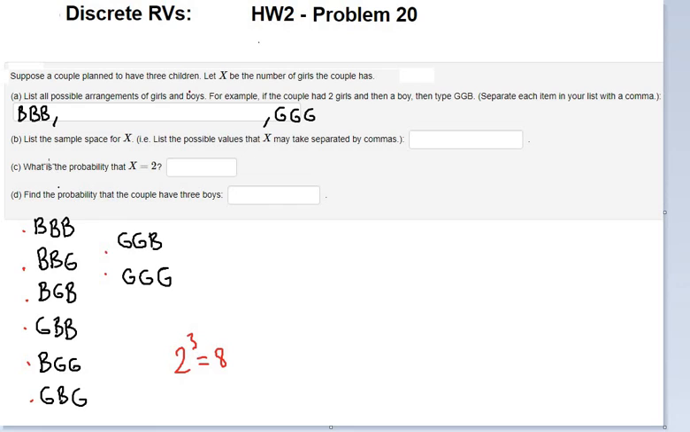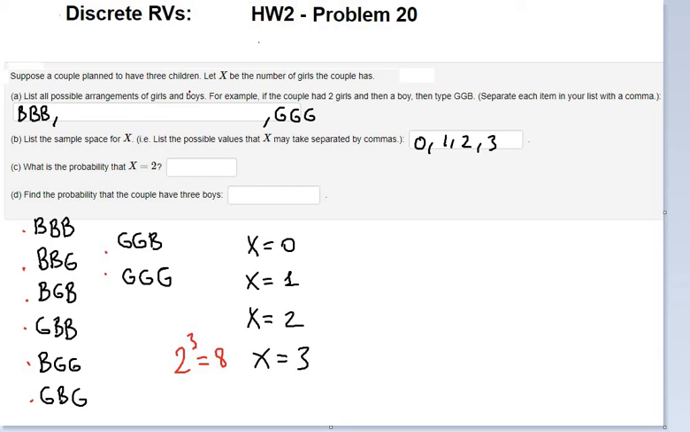List the sample space for X. X is representing the number of girls, so the couple can have 0 girls, as in the first example. The couple might have 1 girl, as in here and here. The couple might have 2 girls, so X can take the value of 2. Or the couple can have a maximum of 3 girls, so X can take maximum 3, minimum 0. So 0, 1, 2, and 3.